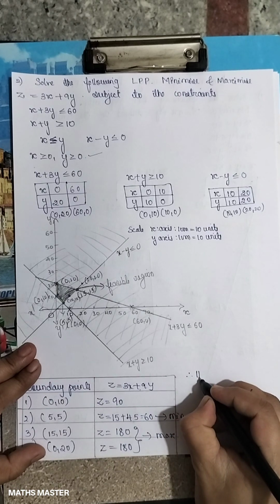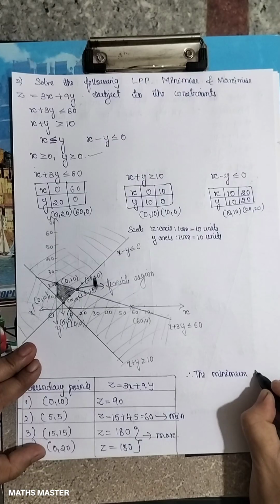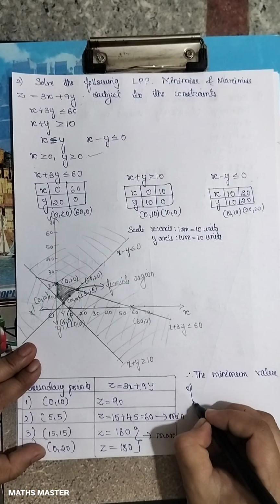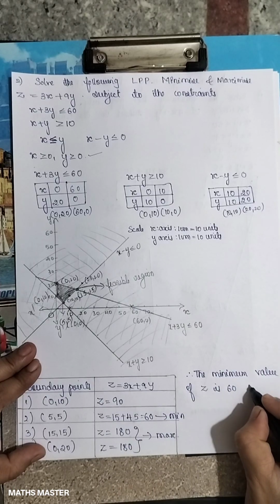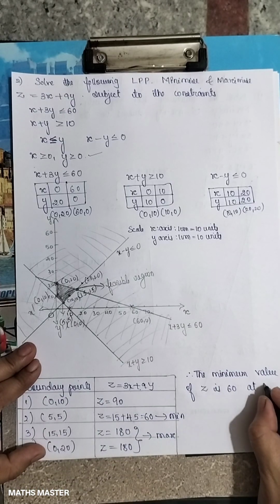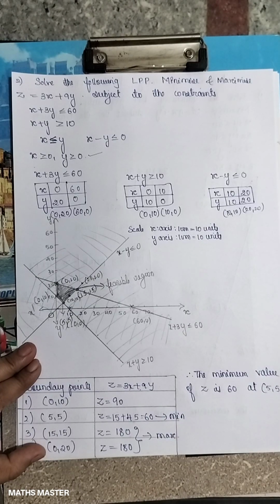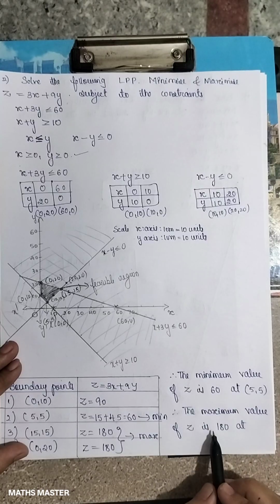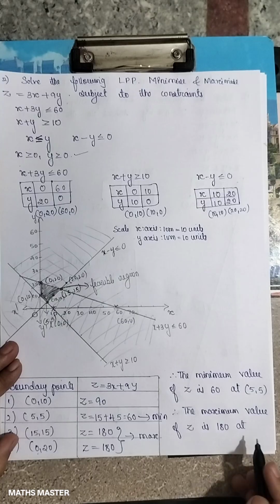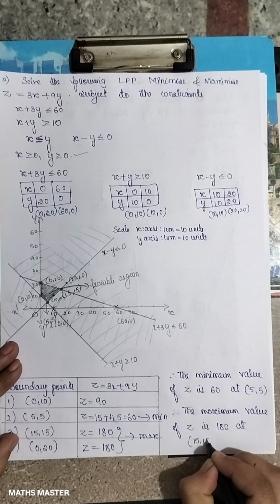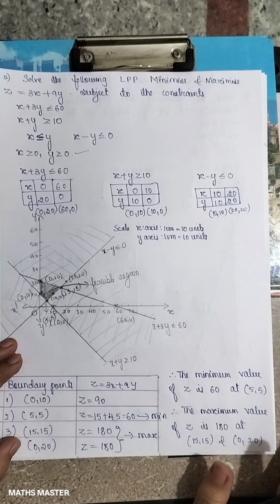Therefore, the minimum value of Z is how much? It is 60. At what point have we got 60? At 5 comma 5. Next, the maximum value. So the maximum value of Z is 180. We have got it at 2 points. We have to mention both, at 15 comma 15 and 0 comma 20. If you write this much, you will be getting 6 marks for this.